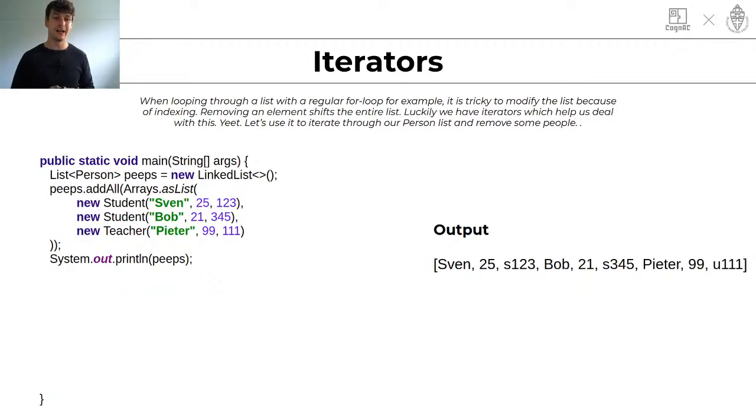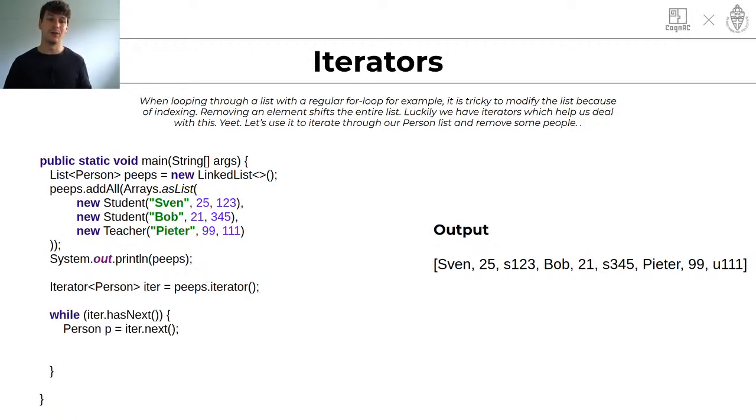Let's say we have another list of Person, and what we want to do is remove all the people who are younger than 23, right? So that means that Sven and Peter are staying, but that Bob needs to be removed from the list. So first we create a list, we add the students to the list. If we print the list, on the right hand side you can see that it prints all three of us. But now we want to create an iterator to remove all the people younger than 23.